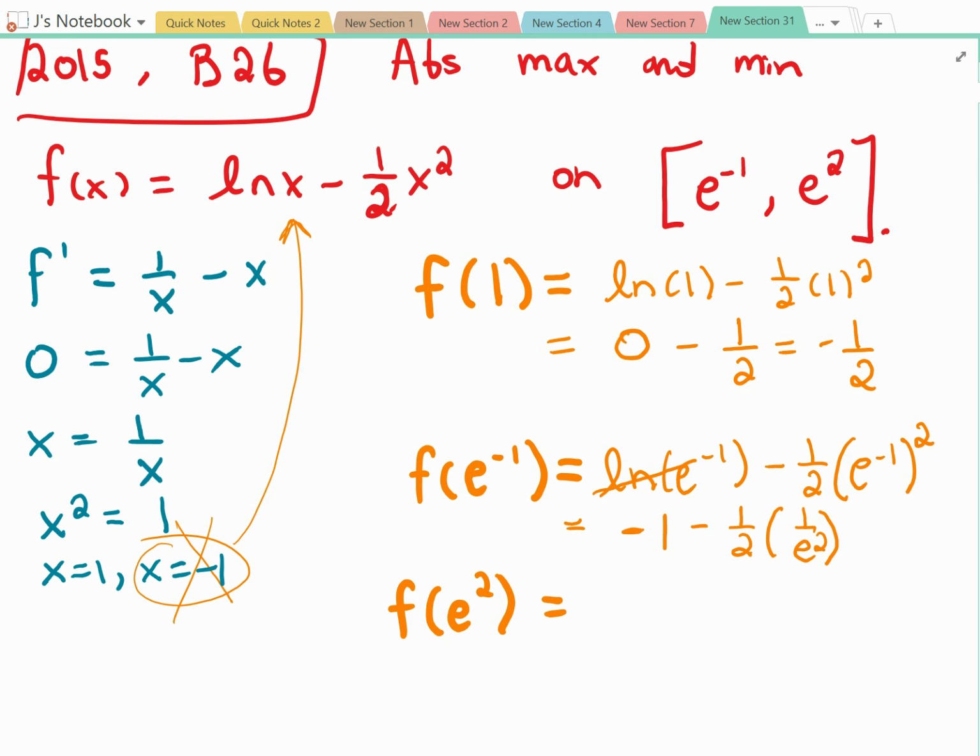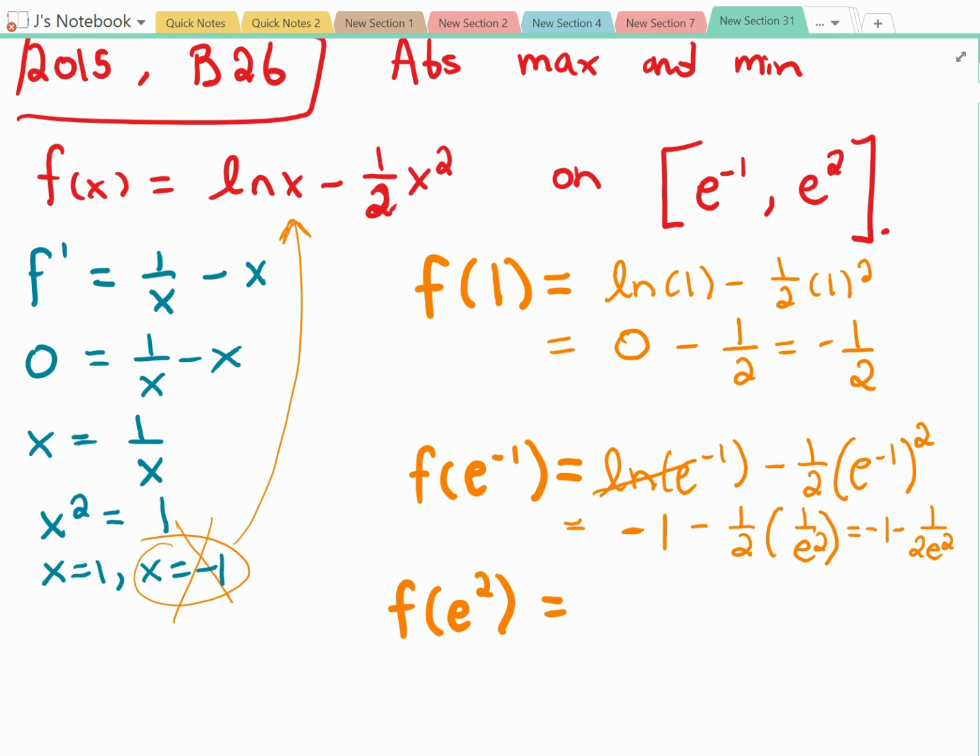So this doesn't clean up much. This is minus 1 minus 1 over 2 e squared, which is more negative than negative 1/2. You have minus 1, more negative than negative 1/2, and then you're subtracting the number, making that even more negative. So if it's a battle for absolute min between those two, the second one is going to win that battle.